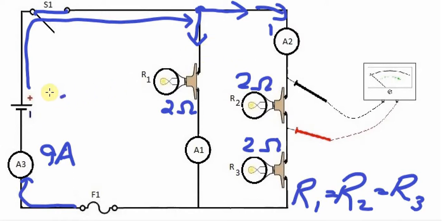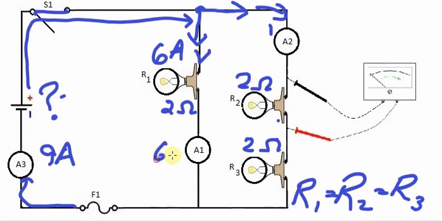Even though I don't know what this voltage is for my DC source, I do know that in total I have 9 amps. So what does that mean? Current travels through the path of least resistance. This branch here has twice as much resistance as this one. So what that means is this branch here will have 6 amps of current flowing down through it.